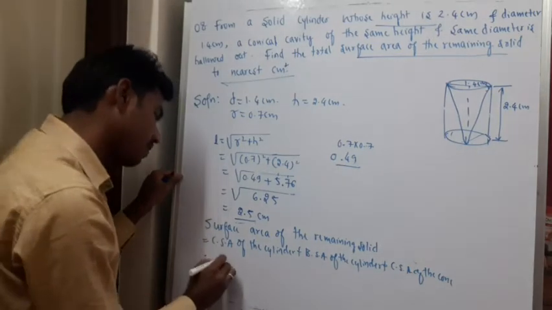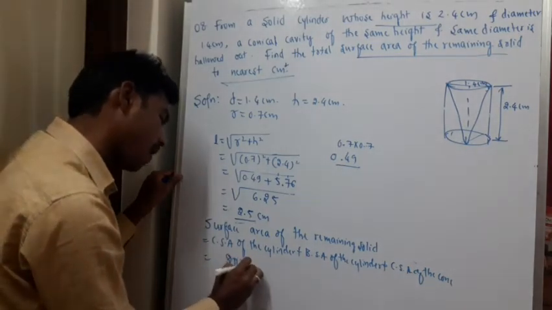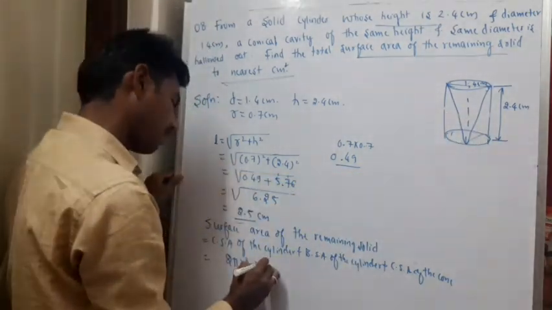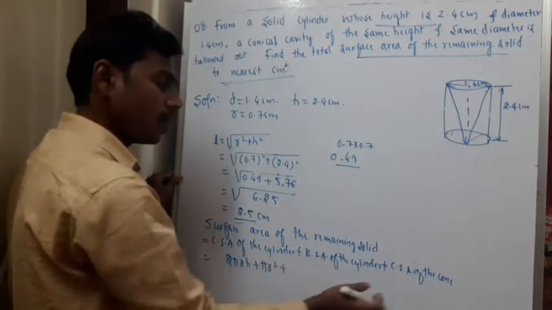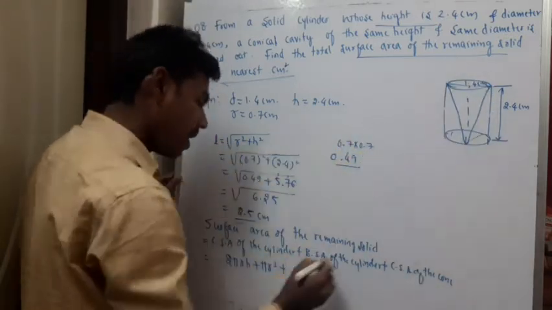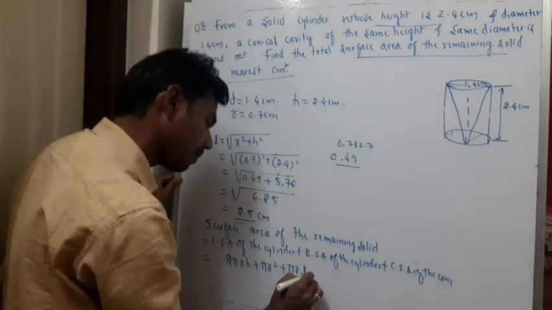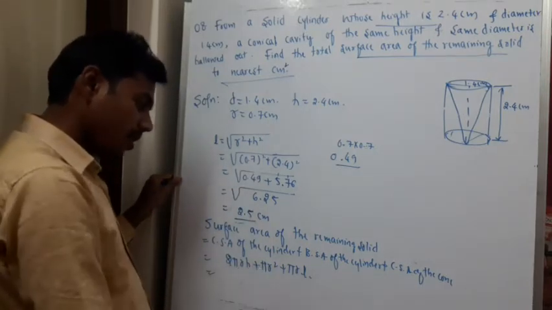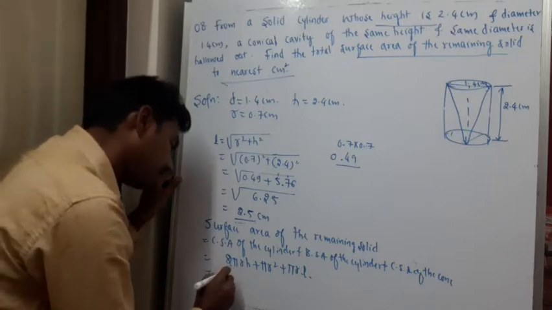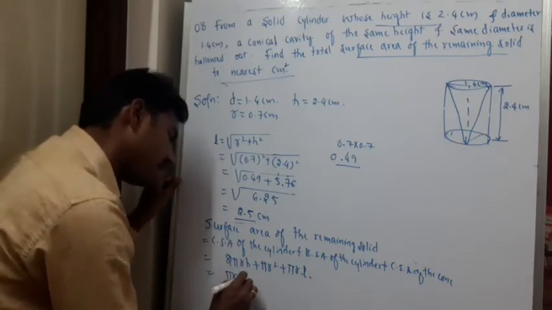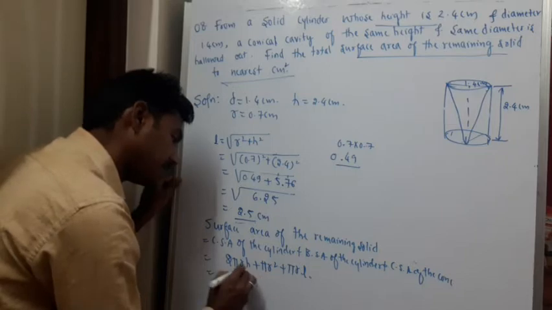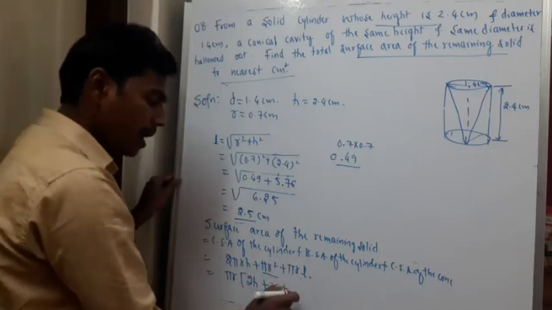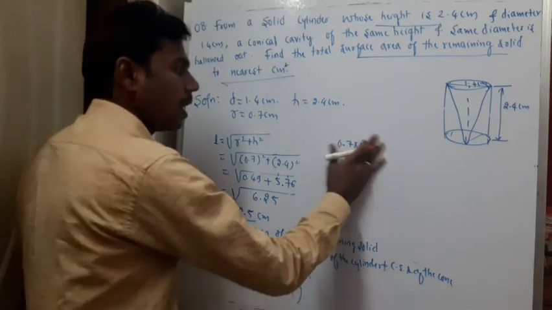What is the curved surface area of the cylinder? 2 pi r h. What is the bottom surface area of the cylinder? This is pi r square. Plus, what is the curved surface area of the cone? That is pi r l. That's it. Now, what is common across? Pi r is common everywhere. I'll take out pi r. What is left here? 2h. If I remove pi r, 1 r will be left here. If I remove pi r, l will be left here. I am going to continue here.